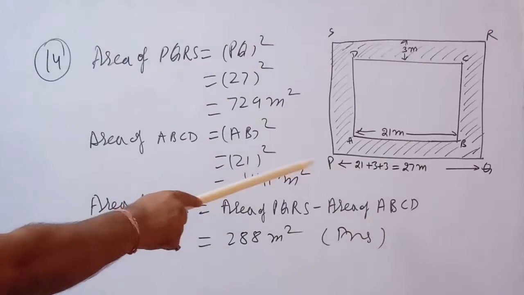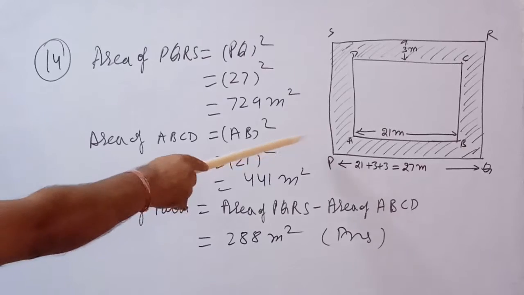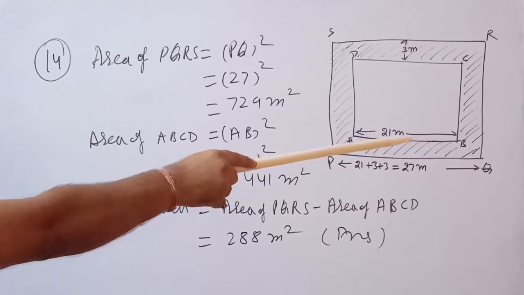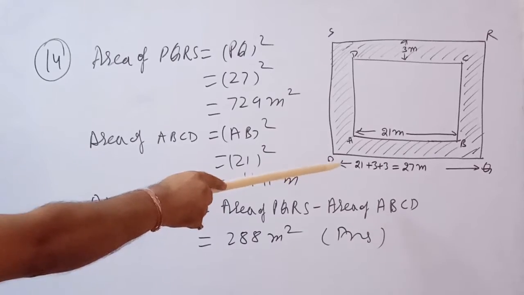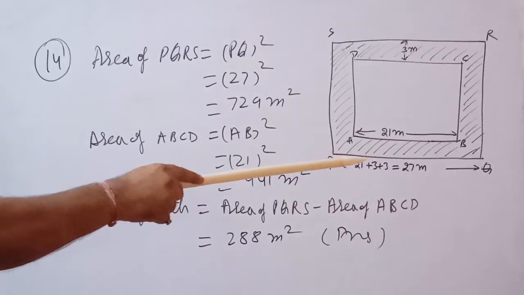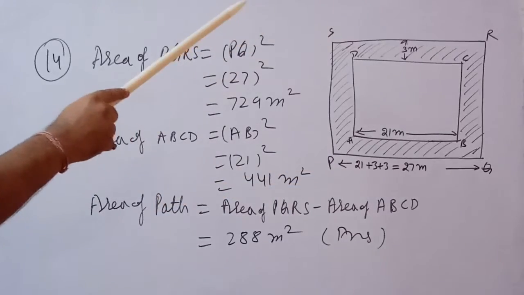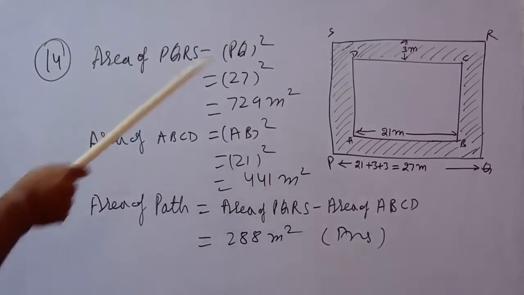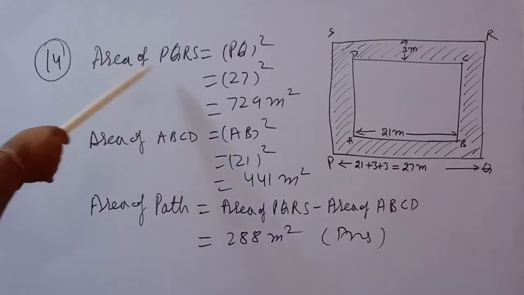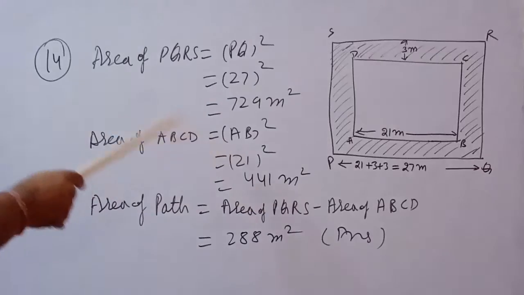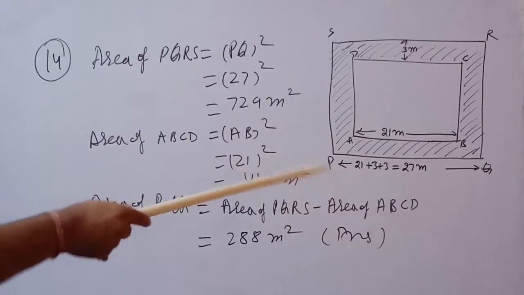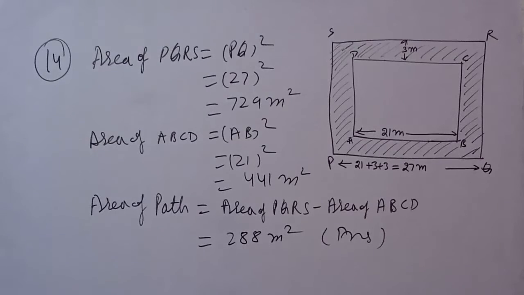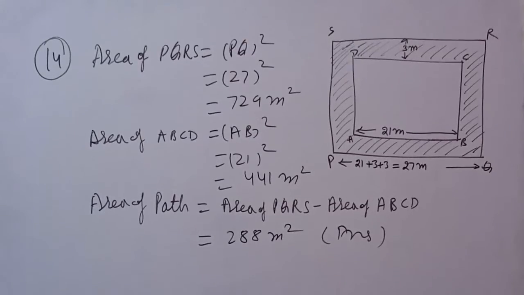So the length PQ will increase by 3 meters on one side and 3 meters on the other side. So 21 plus 3 plus 3 is 27 meters. PQ will be 27, and QR, RS and SP will also be 27. Now we have to find the area of the path. It is the area of PQRS minus the area of ABCD. The area of PQRS is side square, 27 square, which is 729 meter square, and the area of ABCD is AB square, 21 square, that is 441. So the area of the path equals 729 minus 441, that is 288 meter square.